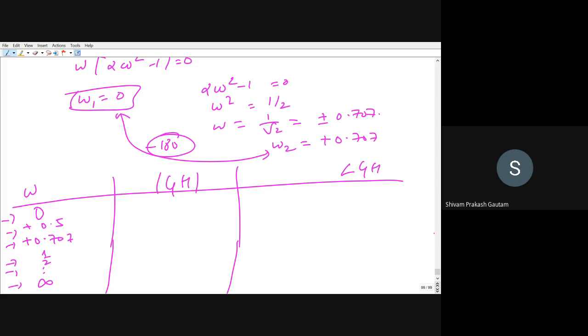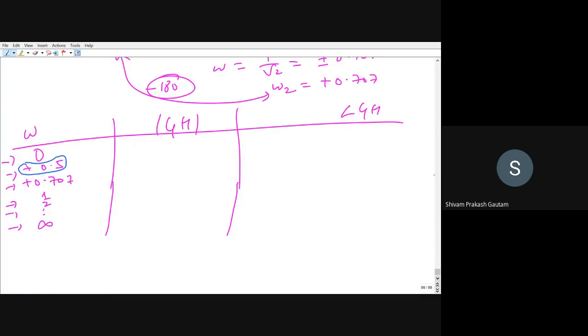Why have I taken a point between these two points? Because this is very important. 0.5 is between 0 and 0.707. If I draw it roughly, at omega equal to 0 your phase is minus 180 degree line. Now your plot can go in the upward direction and come back again to the minus 180 degree line at 0.707. Or your plot can also move in the downward direction and cut the minus 180 degree line at this point. There are two ways, right?